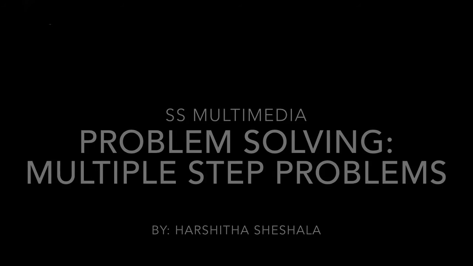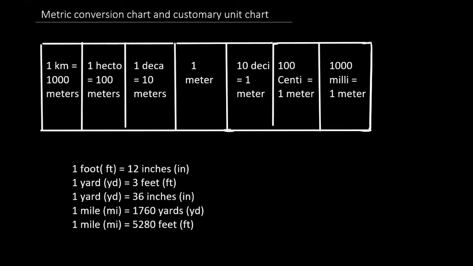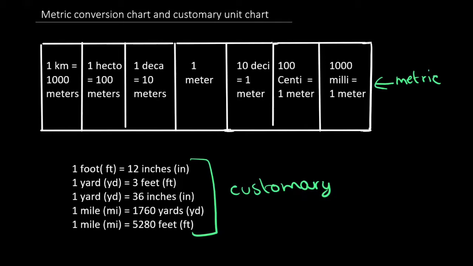So let's get started. Our objective for today's lesson is learning to solve multi-step problems using the customary units of measurement and metric conversion system. So let's start off by looking at a chart of the metric conversion system and the customary units of measurement. The table over here is the metric conversion system, and the table over here is the customary units of measurement. We'll be looking back at these to find our answers for the questions.